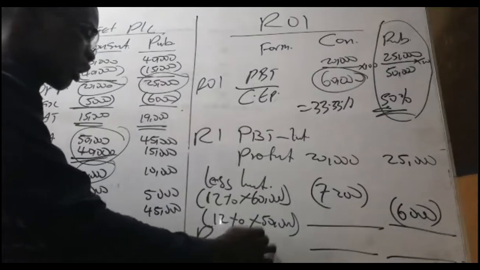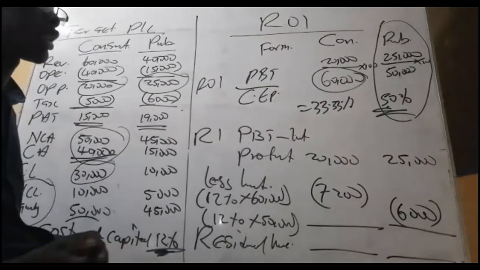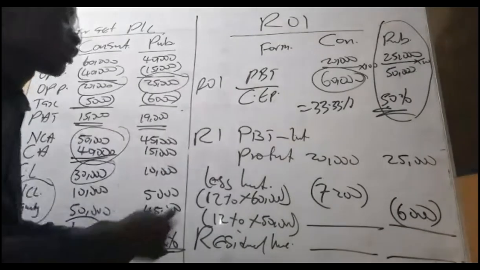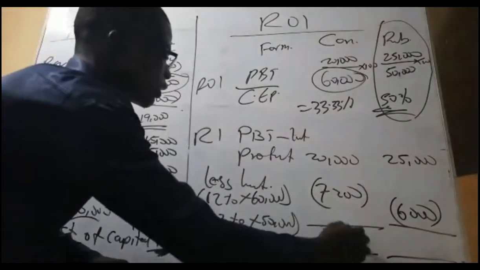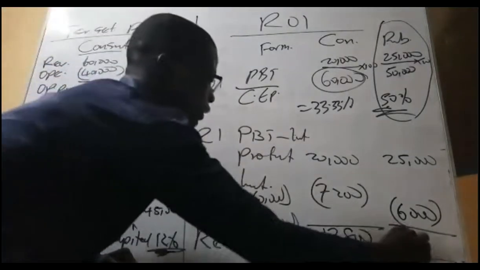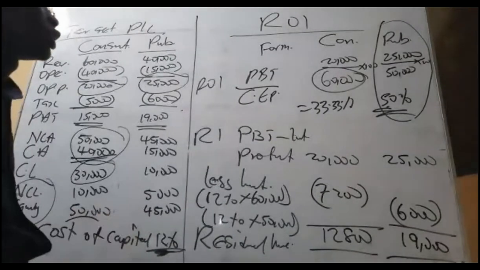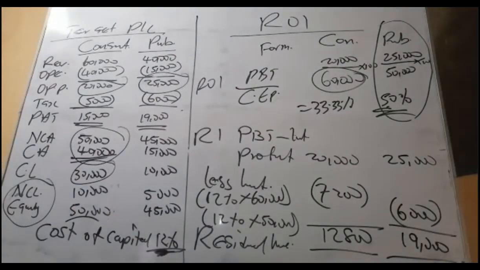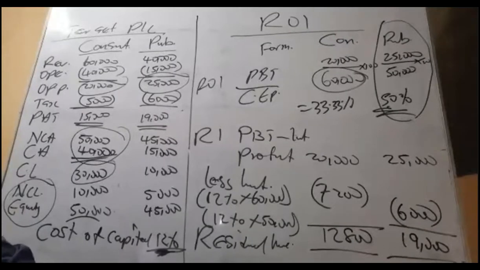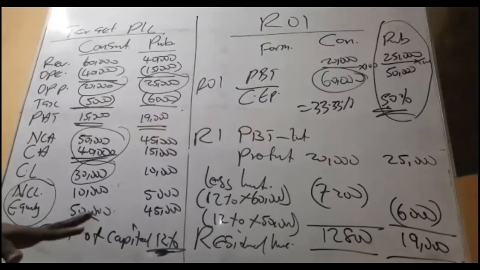Residual income. So 20,000 less 7,200, that's 12,800. Yeah, 25,000 minus 6,000, that's 19,000. We are done. So that is the residual income. Now we can give you a question that requires depreciation. This is the general view.